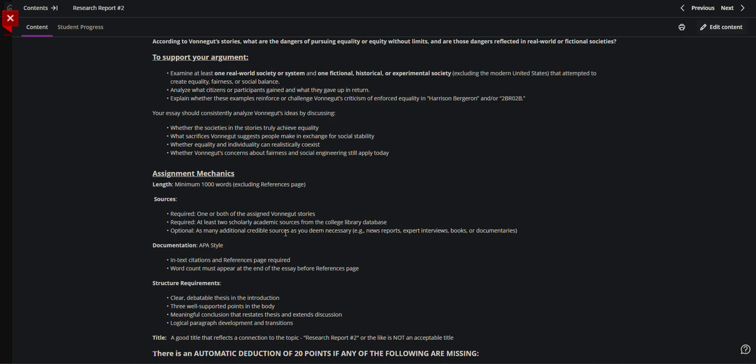Remember, if you don't have academic scholarly sources, if all you have is the story, then you are writing an opinion piece and not a research paper. And unfortunately, that will not count for this paper. So remember, you need to have 2 academic scholarly sources.